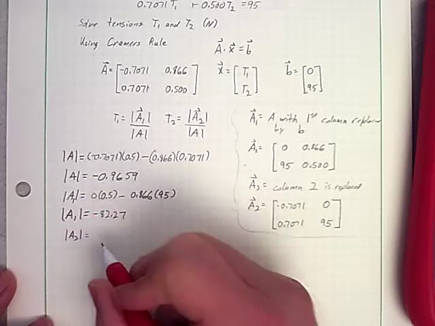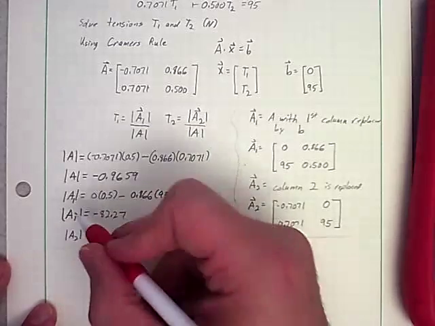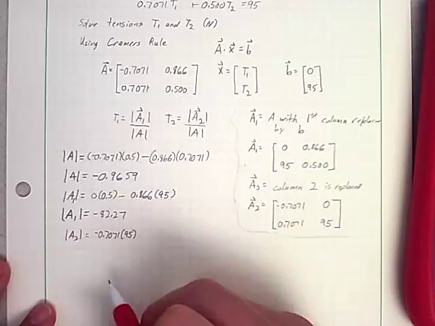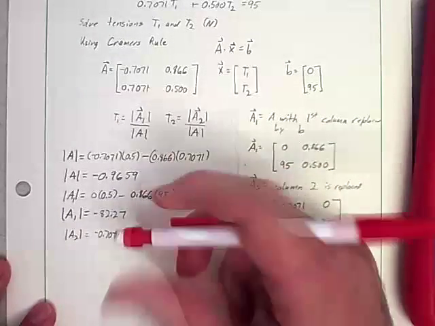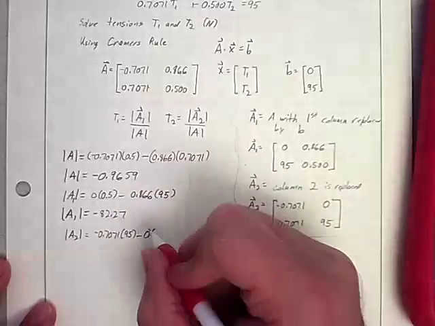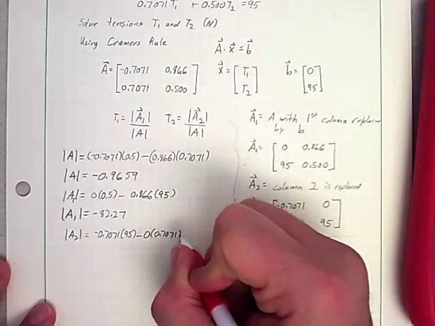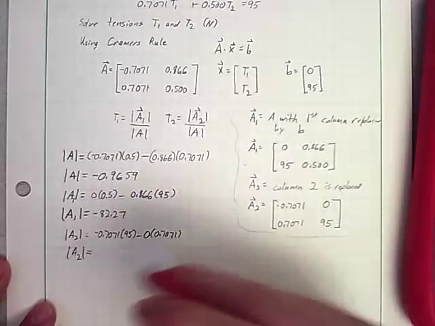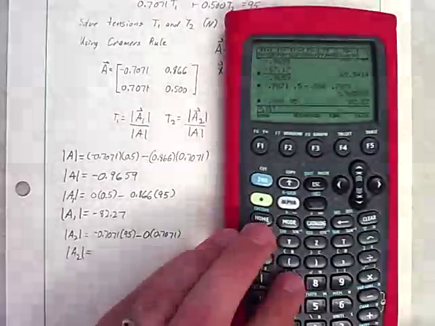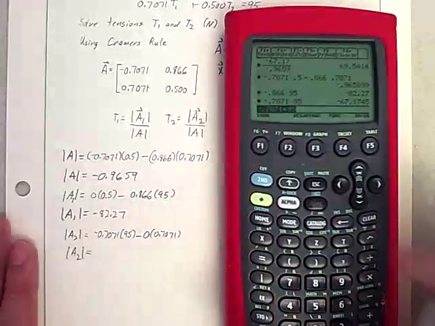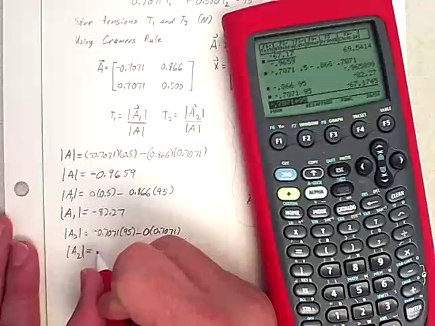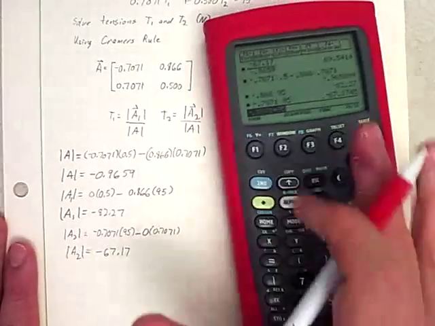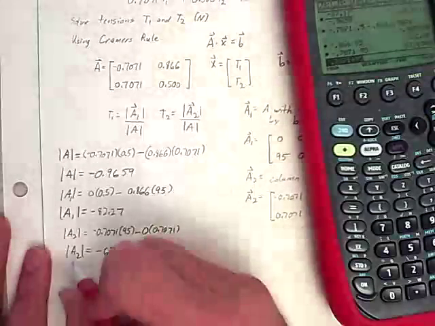A2, we're going to find the determinant of this one, so it is negative 0.7071 times 95 minus 0 times 0.7071. So it is equal to negative 0.7071 times 95, negative 67.17, 45 if you keep the digits all the way out in your calculator. Okay, so we've got all the numbers we need there.